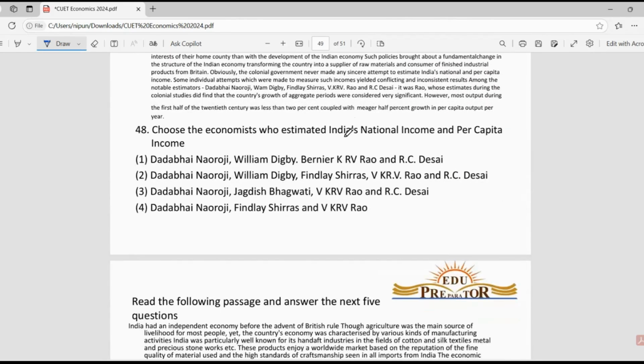Choose the economists who estimated India's national income and per capita income. You are aware, हमारी एनसीईआरटी में 5 नाम दिए हुए हैं. दादा भाई नारोजी, विलियम दिग्बाय, आरसी देसाई and VKRV Rao, right? So it should be Dada Bhai Naroji, William Digbai, VKRV Rao and RC Desai. I think this Bernier is by mistake typed here. Okay, wait. Findlay Shiraz also. Yes. So correct option is option number 2.